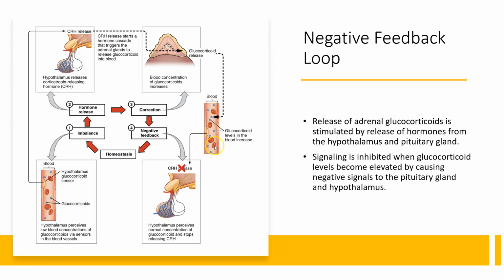Once the glucocorticoid levels in the blood reach a particular set point, that then goes back and tells the hypothalamus, okay, hey, we've got enough glucocorticoid. I don't need you to make any more corticotropin-releasing hormone. And that is the negative feedback that shuts off the release of corticotropin-releasing hormone.